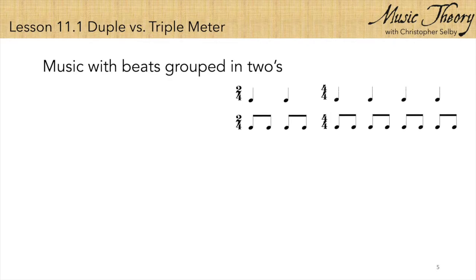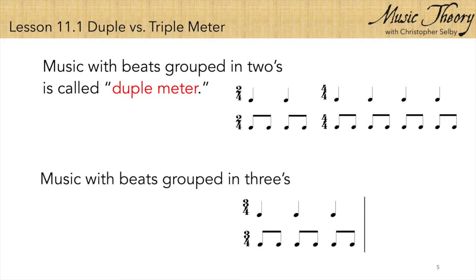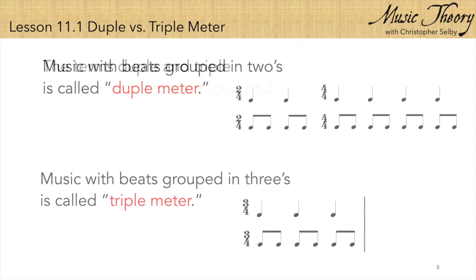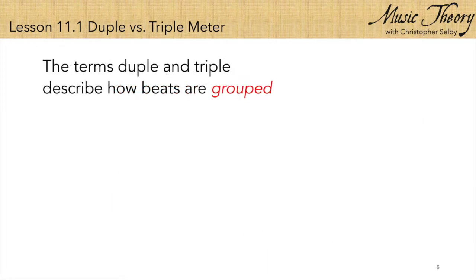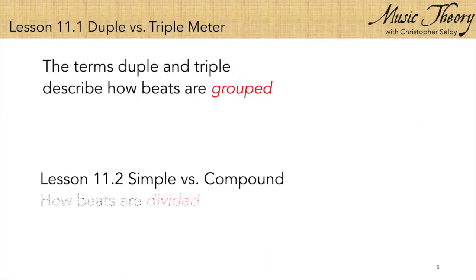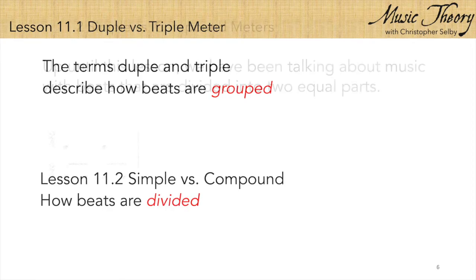Music with beats grouped into twos, such as 2/4 and 4/4, is called duple meter. Music with beats grouped into threes, like 3/4, is called triple meter. The terms duple and triple describe how the beats are grouped. In the next lesson, we will look at how beats are divided.